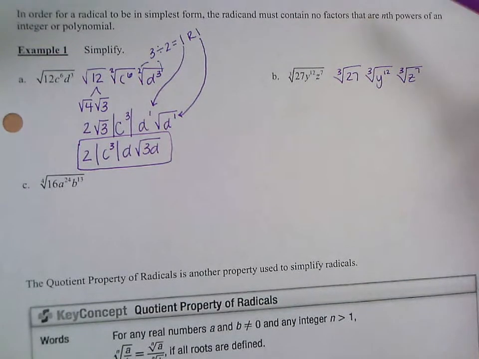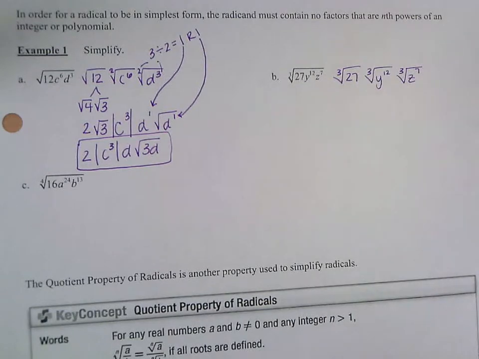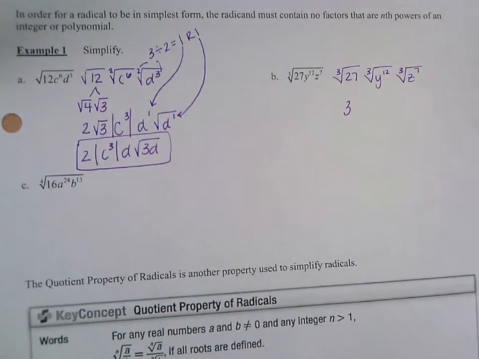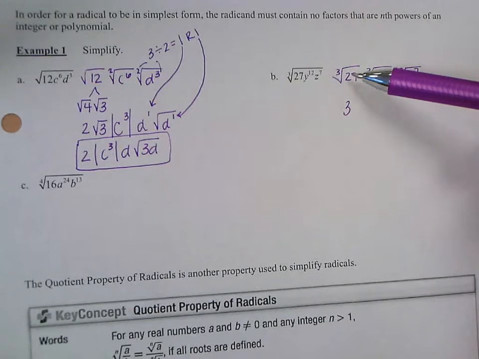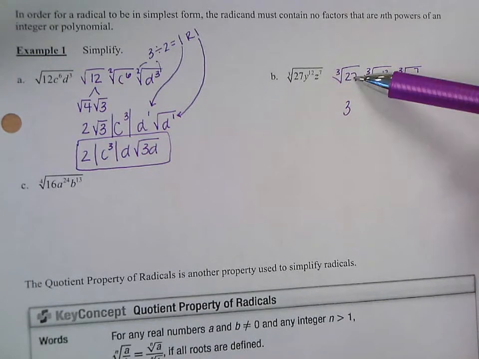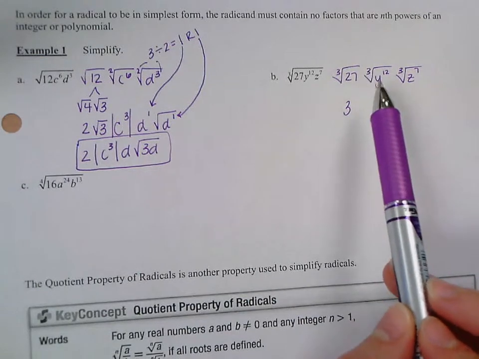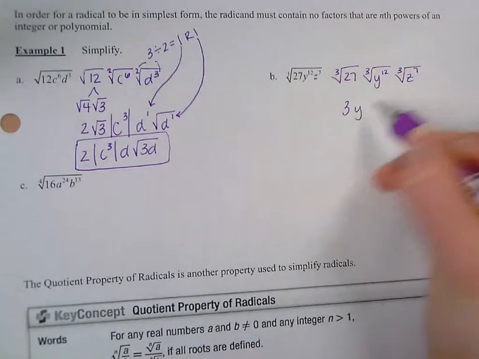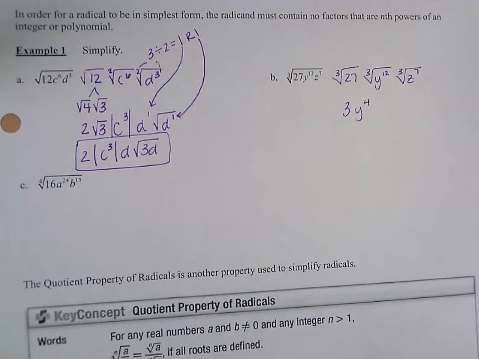So cube root of 27. That is a perfect cube, so that is 3. If it wasn't, I would be looking for perfect cubes that go into 27. So not perfect squares that go into it, but perfect cubes. Then I have cube root of y to the 12, which would be y to the 4th. I can divide 12 by 3. Do I need absolute value bars?